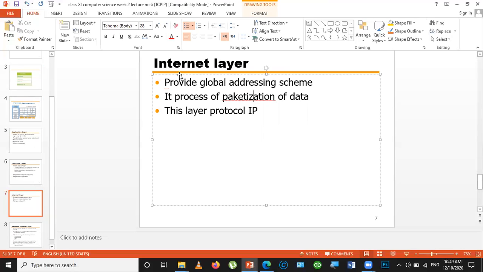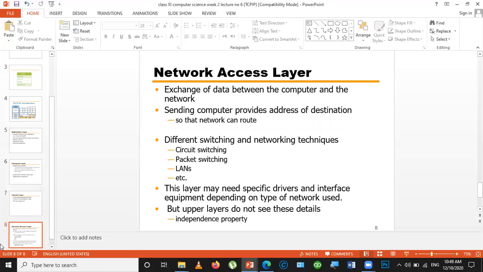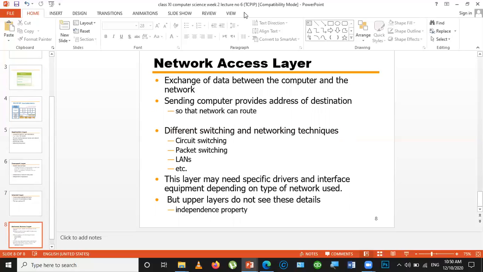And then we have the internet layer, with global addressing schemes, providing packetization of data, and protocols that use IP addresses. Then we looked at the network access layer, with exchange of data between the computer and the network, where the sending computer provides the addressing of the destination, and it is responsible for managing the exchange of data between the network and other devices. So that's all for today. Thank you.